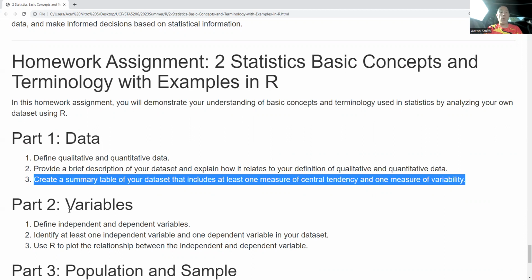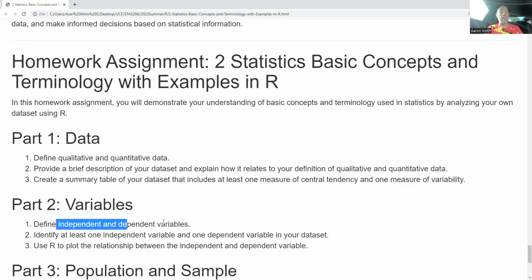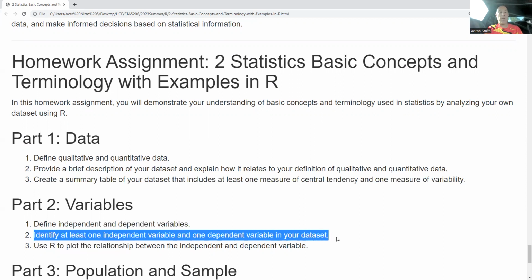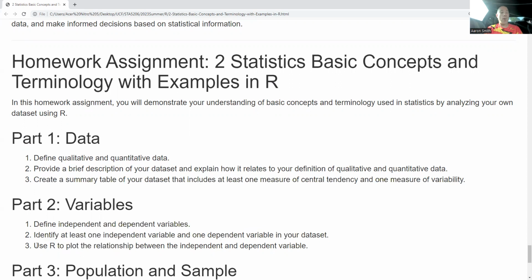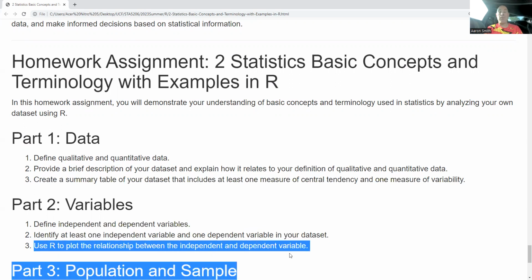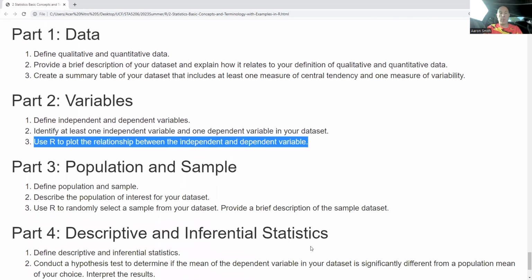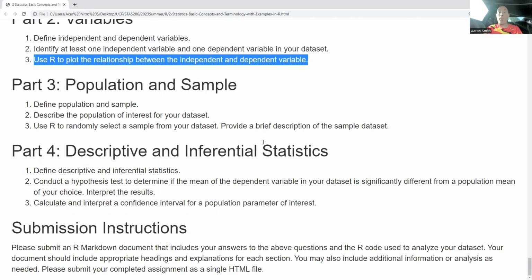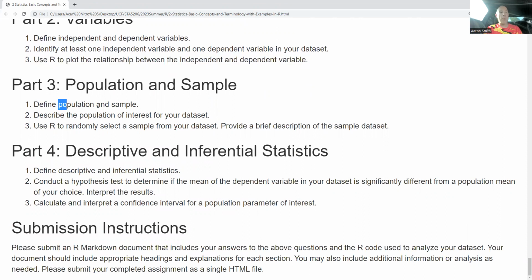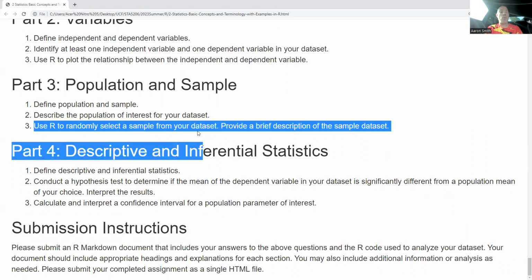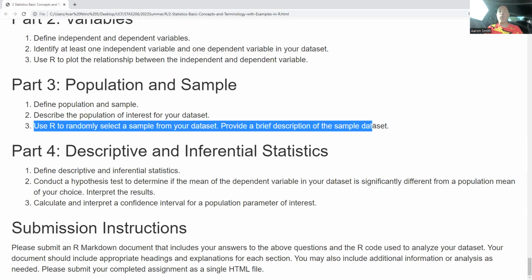For part 2, variables, we're going to define independent and dependent variables. You're going to identify at least one independent variable and one dependent variable in your data set, and then use R to plot the relationship between the independent and dependent variables. Then part 3, for population and sample, define population and sample. Describe the population of interest in your data set. Use R to randomly select a sample from your data set. Provide a brief description of the sample data set.